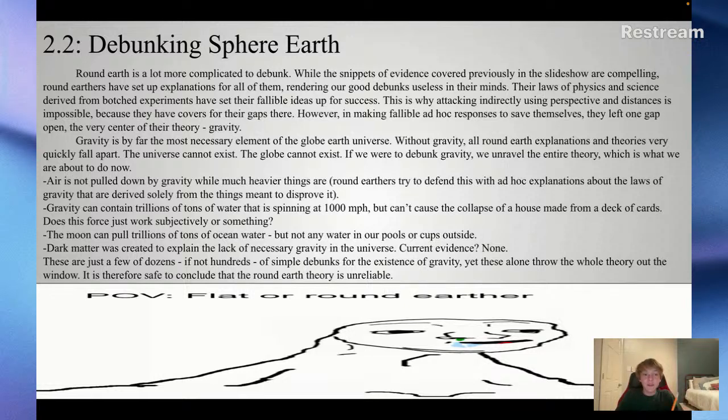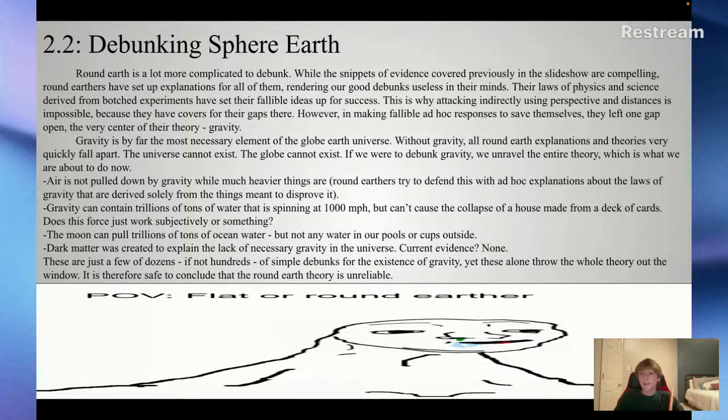If we were to debunk gravity, we unravel the entire theory, which is what we are about to do now. Reason number one: air is not pulled down by gravity, while much heavier things are. Round Earthers try to defend this with ad hoc explanations about the laws of gravity that are derived solely from the things meant to disprove it. Their idea is gravity is real, so there must be an explanation for this. Are we going to actually find an explanation?